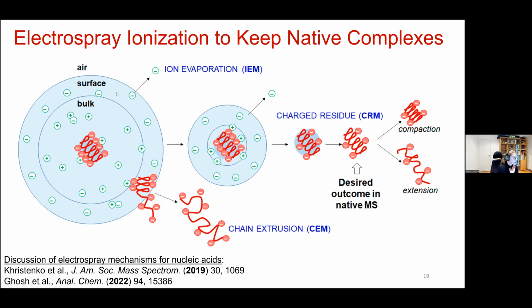And this is why it works, why we have equal response factors most of the time with high ammonium acetate concentrations: if we use high ammonium acetate concentrations, we are coating the entire surface with acetate ions as charge carriers. It forces the nucleic acid to stay in the center, and it favors this charged residue mechanism. If you use too little ammonium acetate, you may then have this ionization with chain extrusion, and that's what we discuss in both of these papers.